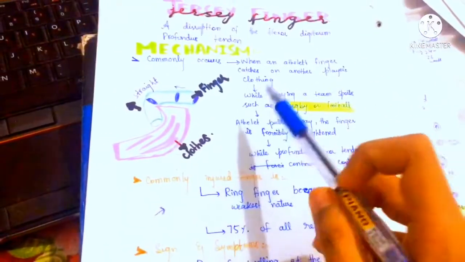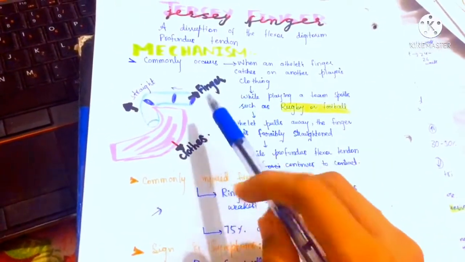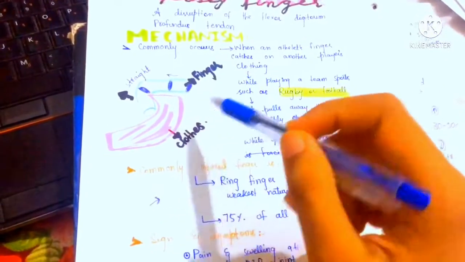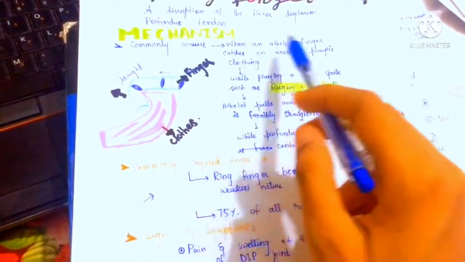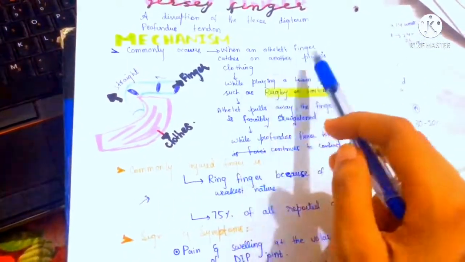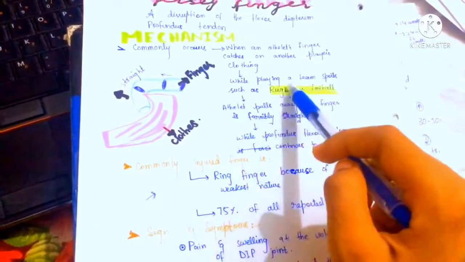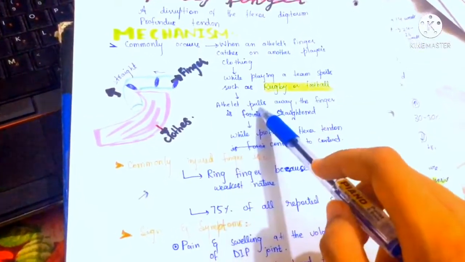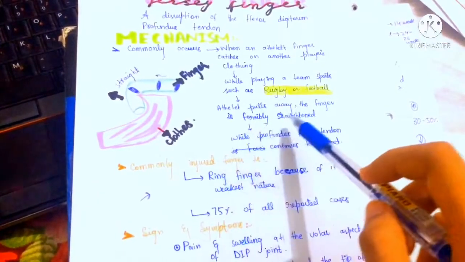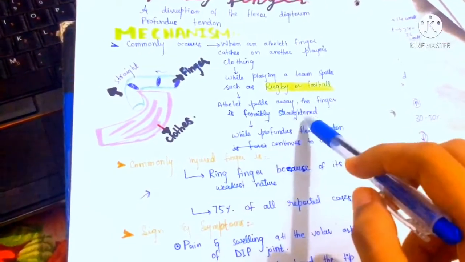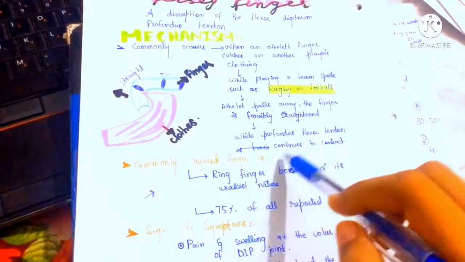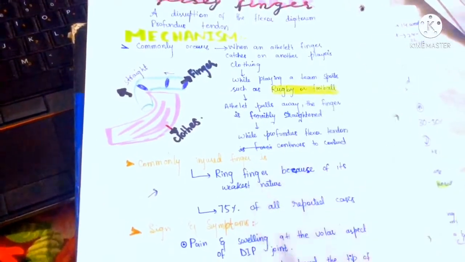So let's start with the basic mechanism of the injury. It commonly occurs when an athlete's finger catches on another player's clothing while playing a team sport such as rugby or football. The athlete pulls away, and the finger is forcibly straightened while the profundus flexor tendon continues to contract.